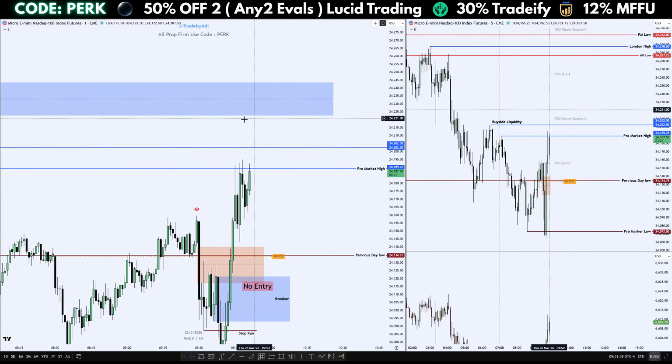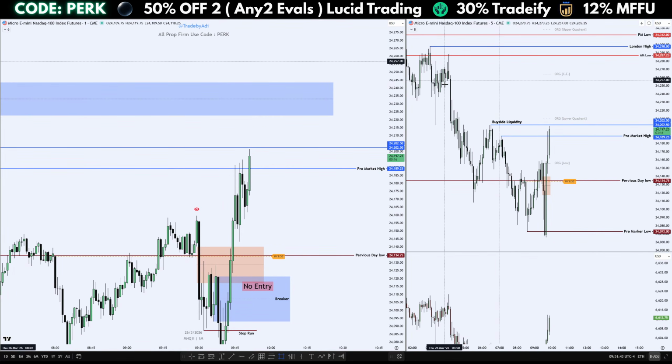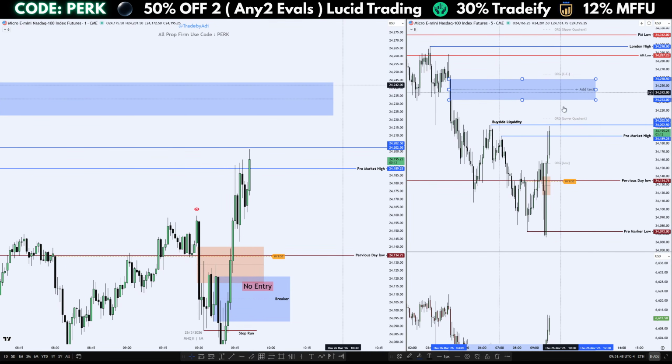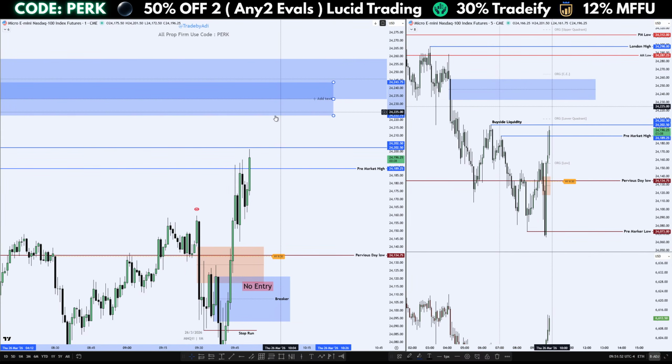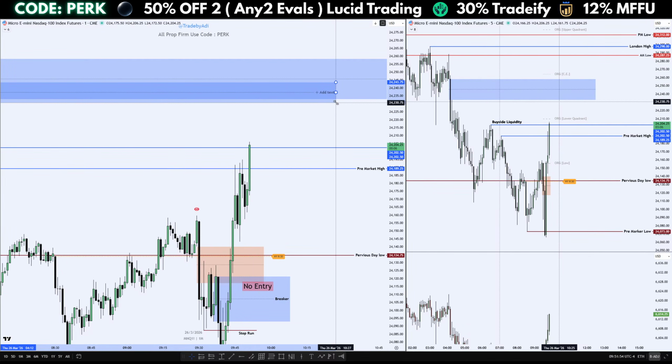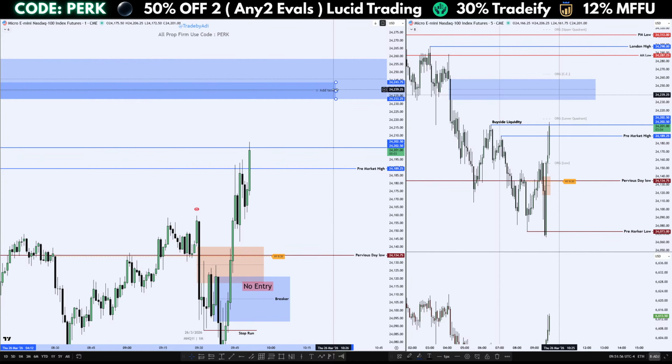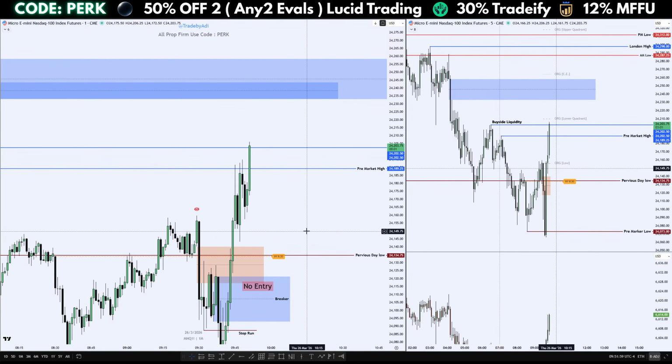And after taking out this buy side liquidity, we have this premium fair value gap on a 5-minute. This can be your second target, this one. And on a 1-minute we do have the refinement, then this is the refinement FVG.